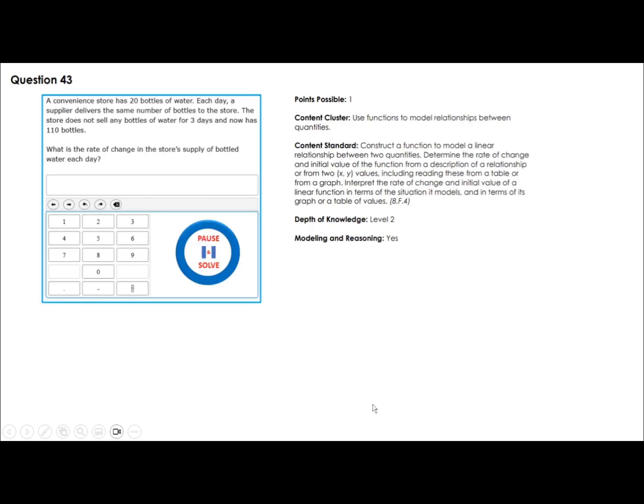A convenience store has 20 bottles of water. Each day, a supplier delivers the same number of bottles to the store. The store does not sell any bottles of water for 3 days and now has 110 bottles. What is the rate of change in the store's supply of bottled water each day?